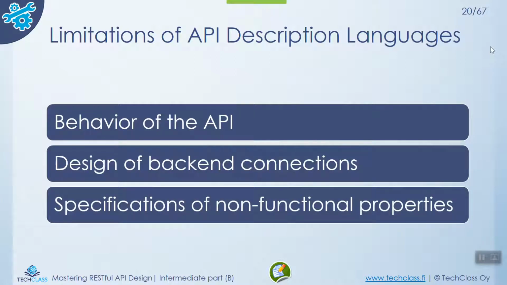And then there are also specifications of non-functional properties, which we're later going to introduce more. Well, we got introduced before, but we're going to go into details more. But with an API description language, you cannot really go deep with these non-functional properties.